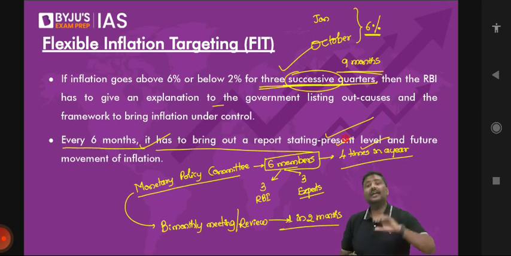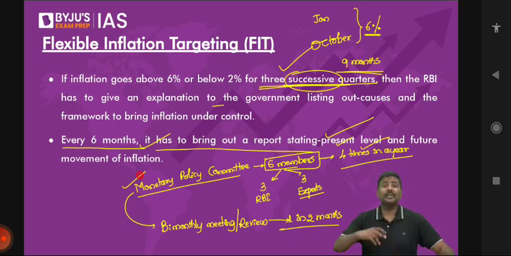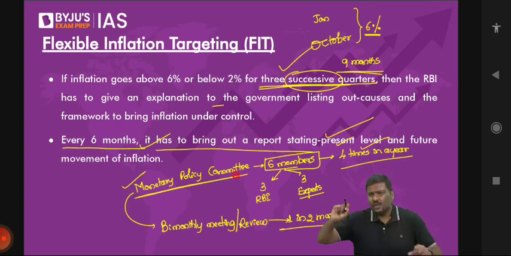So that is basically the concept of the Monetary Policy Committee. Very often you'll come across this in the newspaper. Why? The Monetary Policy Committee will meet and then they will decide: should we increase the interest rates? Should we reduce the interest rates? Should we keep the interest rates constant? What should we do? That is the point here.